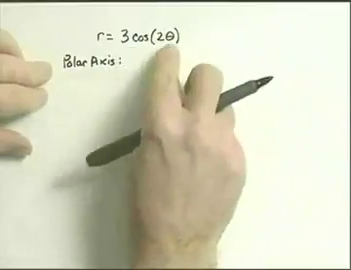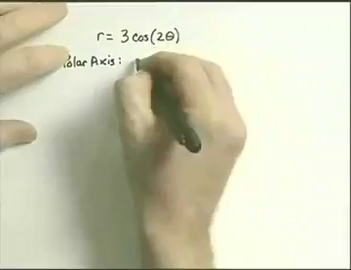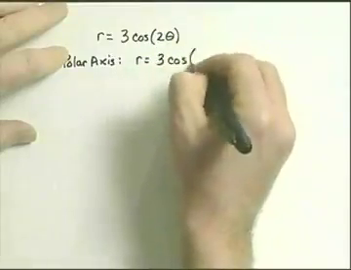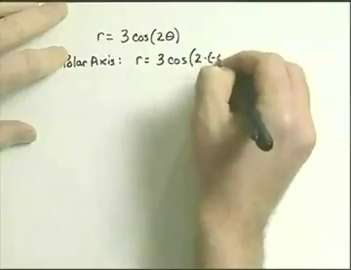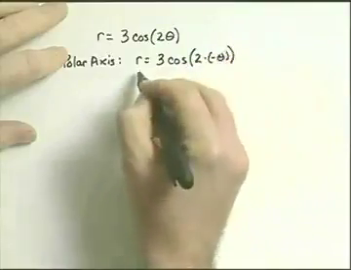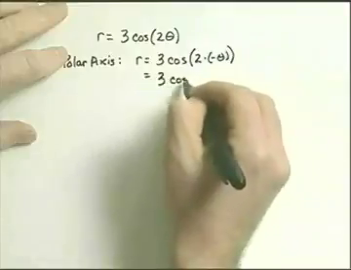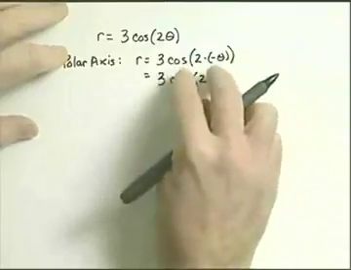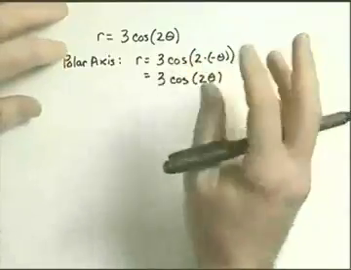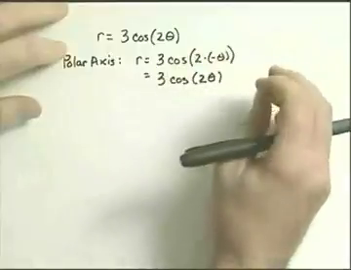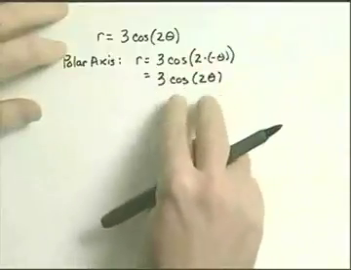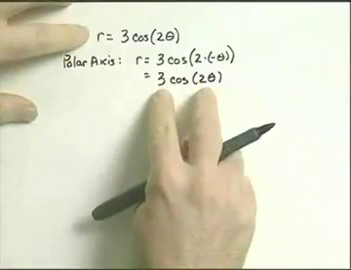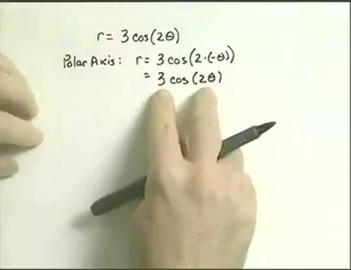To do this, we replace theta with negative theta, and we end up with r equals 3 times the cosine of 2 times negative theta, which is 3 times the cosine of 2 theta. The reason is that the cosine function is an even function, so the cosine of any negative angle is equal to the cosine of the corresponding positive angle. So the equation is symmetric with respect to the polar axis.